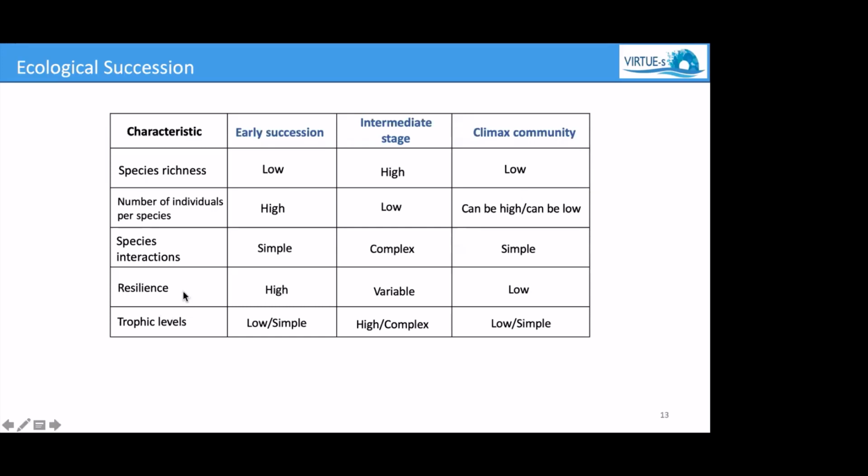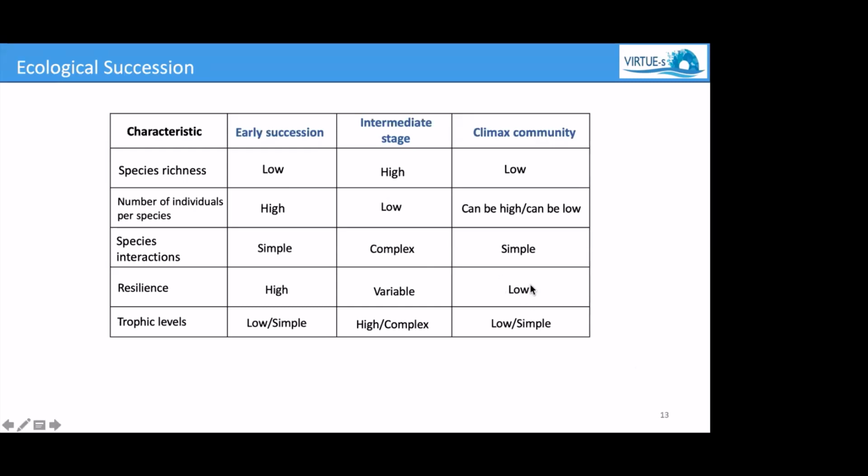Then resilience, that is how stable the community is, in the early succession is still high. In the intermediate stage it is variable because it depends on what organisms are present; there may be tolerant species or not so tolerant species. And here it is low because it is almost like a monoculture. So if there will be a change in the climax community, it will be a big one, because the resilience is low.